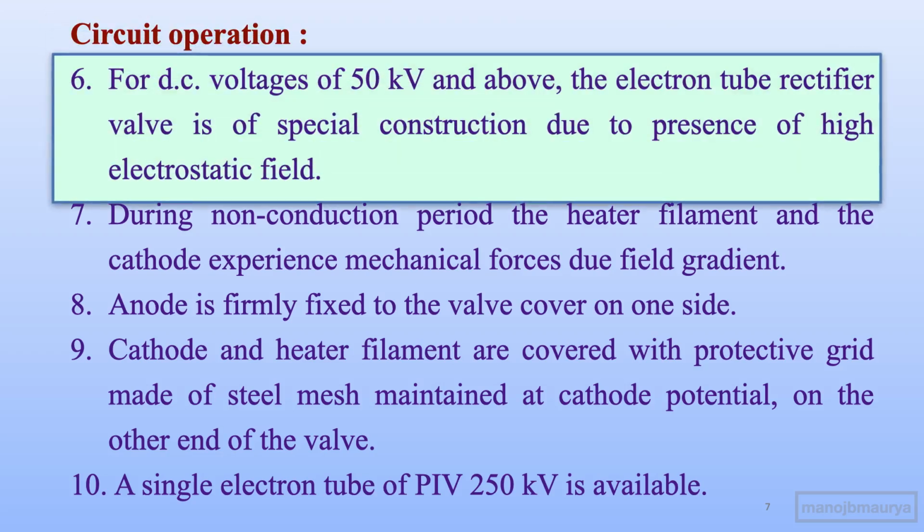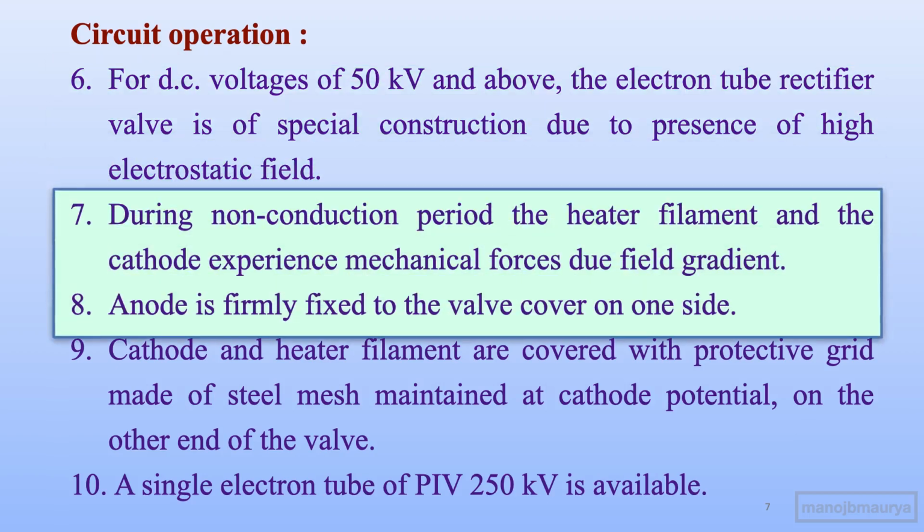Sixth point is, for DC voltages of 50 kV and higher, electron tube rectifier valves have special construction due to the high electrostatic field. During the non-conduction period, this is the seventh point, the heater filament and cathode experience mechanical forces due to the field gradient.